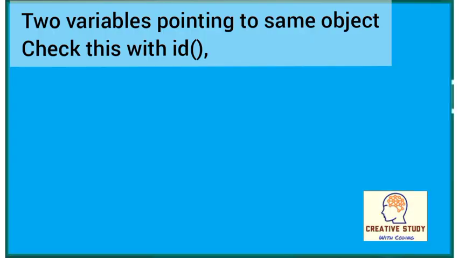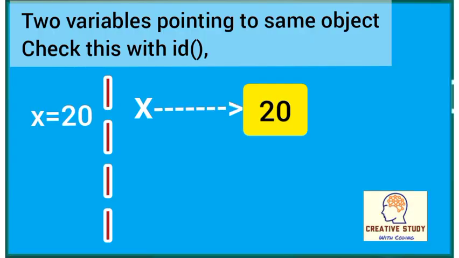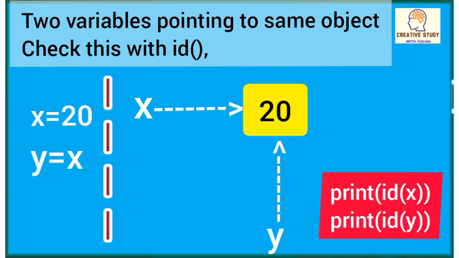Let's see another example. If I write x equal to 20 and y equal to x, now what does it mean? Here Python doesn't create another object. It simply creates a new reference y which points to the same object that x points to. That means x and y are pointing to the same object now. If you want to check it, you can do it by using its ID. Since in Python every object has an ID for its identity, let's check whether they are pointing to the same object or not using the id function.